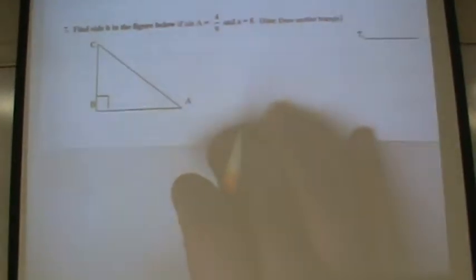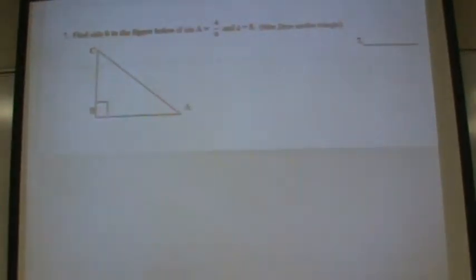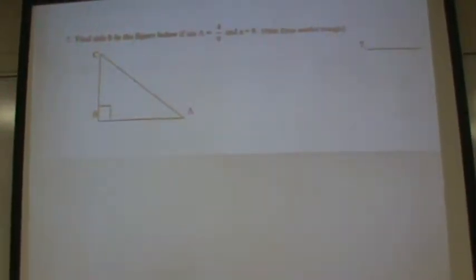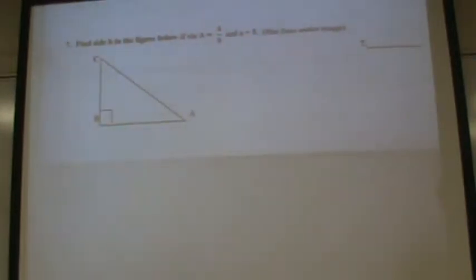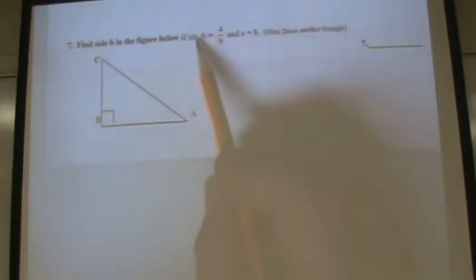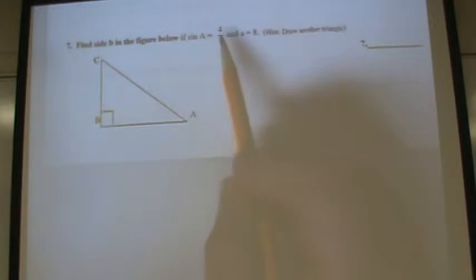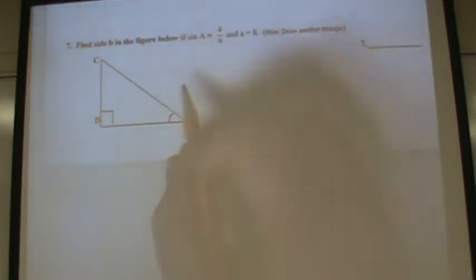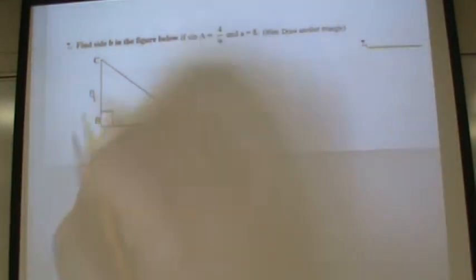Number 7 says find side B in the figure below if sine of A equals 4 over 9 and A equals 8. And it gives the hint to draw another triangle. This is looking at similar triangles. So given this triangle, we know that sine of A equals 4 over 9. So our angle A is here. Sine is opposite over hypotenuse. So we know our opposite is 4 and our hypotenuse is 9.